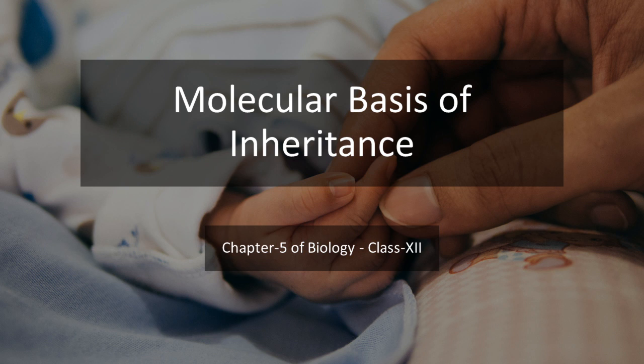Today's session is going to be on the chapter Principles of Inheritance and Variation of Class 12th Biology. As given in the description, we are going to start somewhere in the middle of the chapter because the other concepts have been covered. I'm going to start with the chromosomal basis of inheritance, and we'll complete the concepts all the way up to sex determination in different organisms.